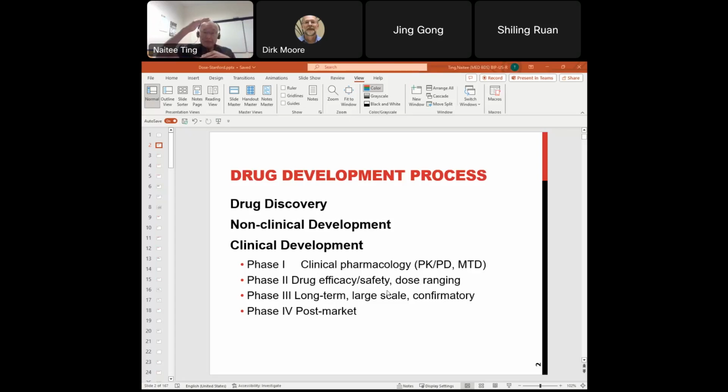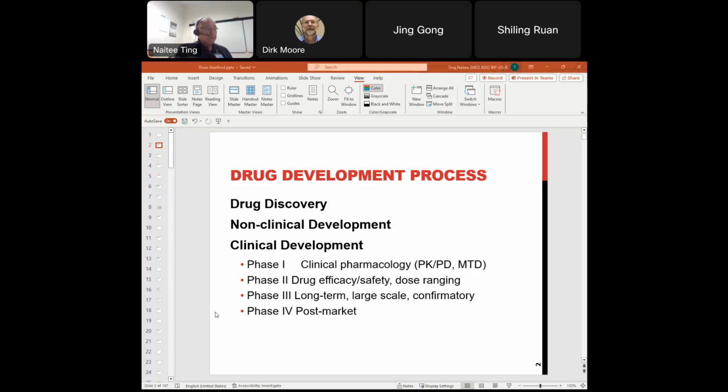And now you have the upper limit, which is MTD. The lower limit of the dose range is the minimum effective dose. So the upper limit came from phase one, and the lower limit came from phase two. They come up with this range of doses where the drug is efficacious and safe. From this range, you select one or a few doses. You go to phase three with a long-term and large-scale confirmatory trial to confirm the doses you selected are both efficacious and safe, and then FDA could approve.